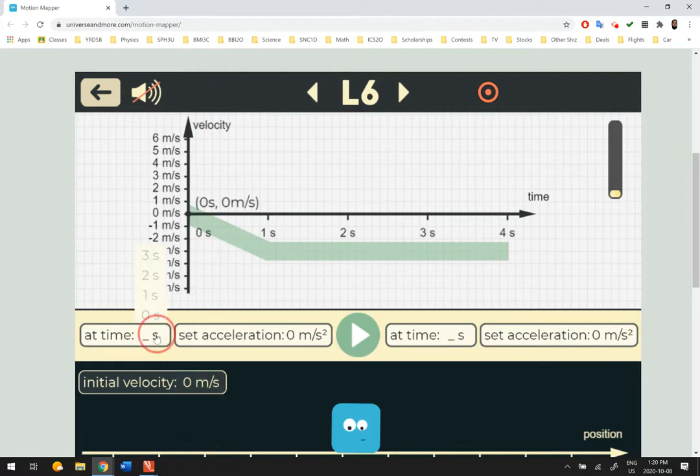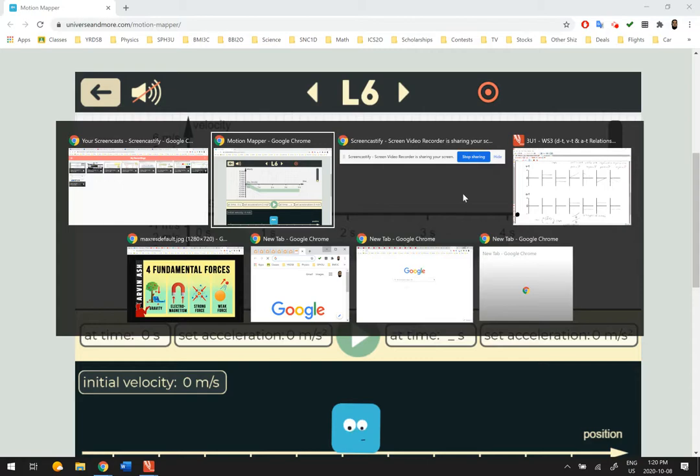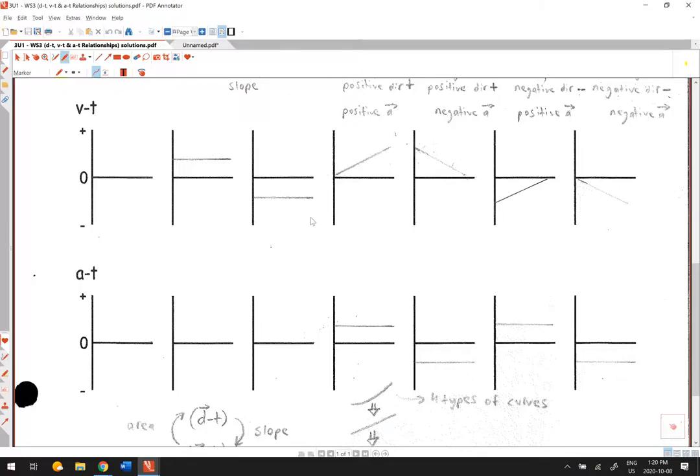Now at time equals 0 seconds, we can see that the line is going down in a linear direction. So over here, our line is going down, and it kind of looks like this line right here. That is a negative acceleration, okay? So that is a negative acceleration that we have.